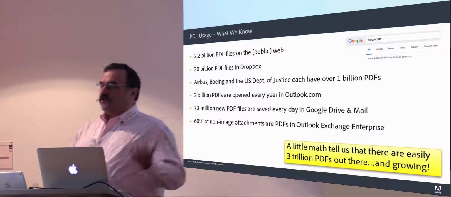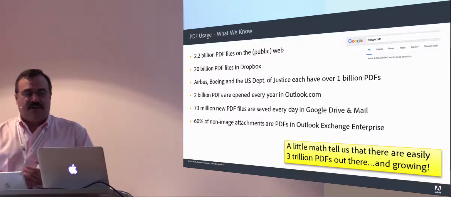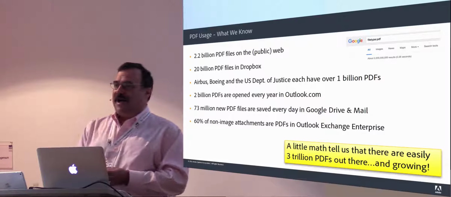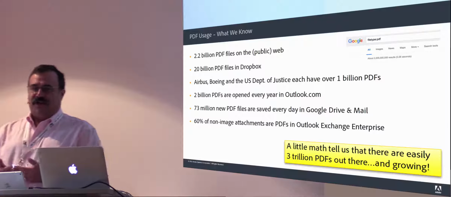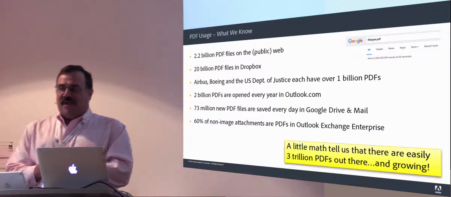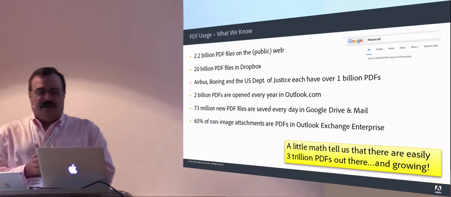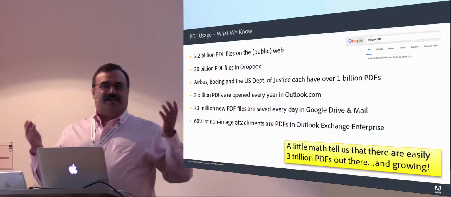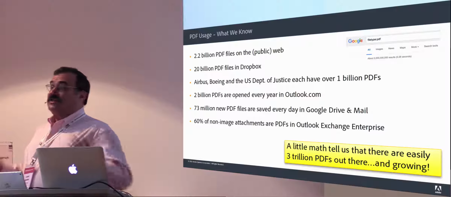Outlook, Google Drive, and Google processing a lot of PDFs. 73 million PDFs every day are created through the Google family of products. Okay, it's a lot of documents being created, and we get asked how many are out there. In fact, this came up during Scott's keynote yesterday. And we threw out this number of 3 trillion. To be honest, I think that's small.